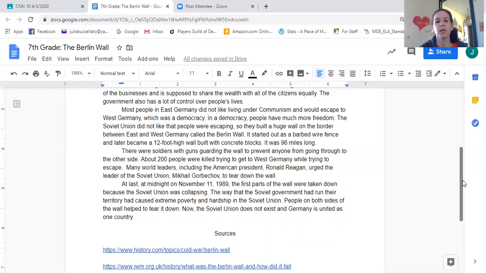At last, at midnight on November 11, 1989, the first parts of the wall were taken down because the Soviet Union was collapsing. The way that the Soviet government had run their territory had caused extreme poverty and hardship in the Soviet Union. People on both sides of the wall helped to tear it down. Now the Soviet Union does not exist and Germany is united as one country.